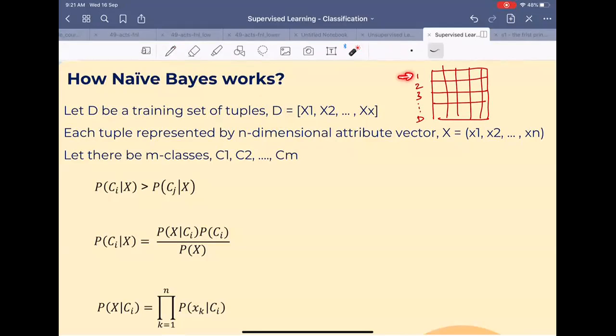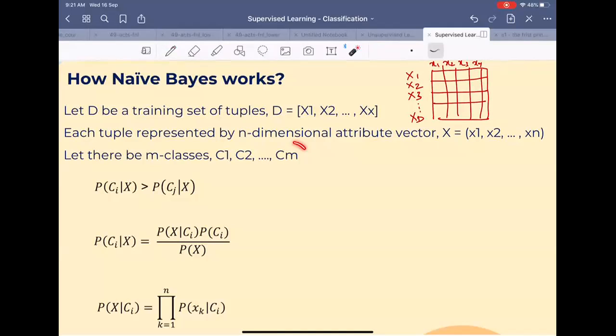Each of these tuples is called x1, x2, x3, x4, and so on, till xD, of course. These are capital, so let me write them out: capital X1, capital X2, capital X3, XD. Now each tuple is represented by an n-dimensional attribute vector. So this X1 is actually this entire row. It is made up of multiple columns. These columns are called small x1, small x2, small x3, small x4, and so on till small xn. That is how many features we have.